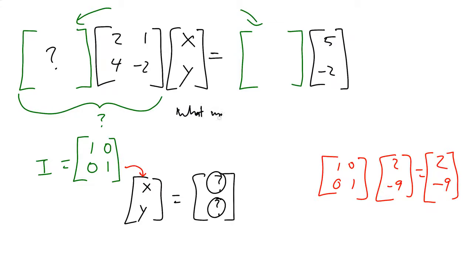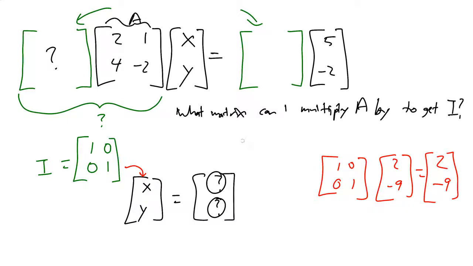What matrix can I multiply A by, we're going to call this A, this matrix here is A, to get the identity matrix I? That is the key thing. And the matrix that can do that is called the inverse of A. Okay? So the inverse of a matrix is another matrix which you can multiply by it to get the identity matrix. And the reason that's useful is because then we can get x, y, or however many variables we have.